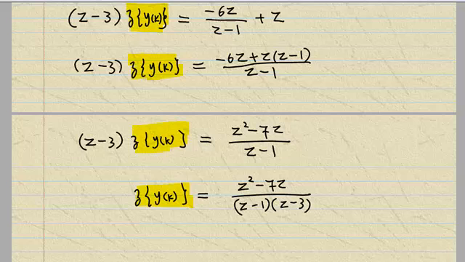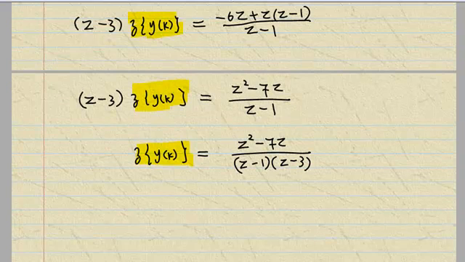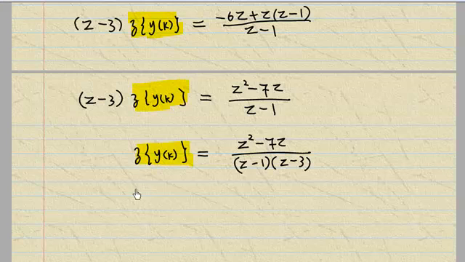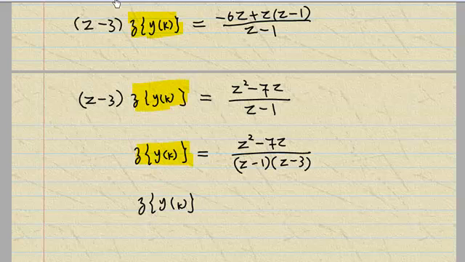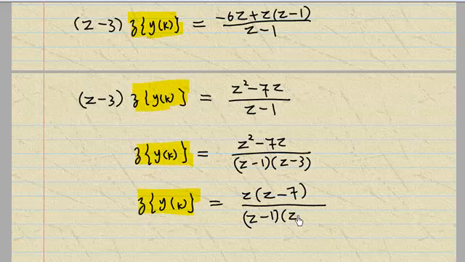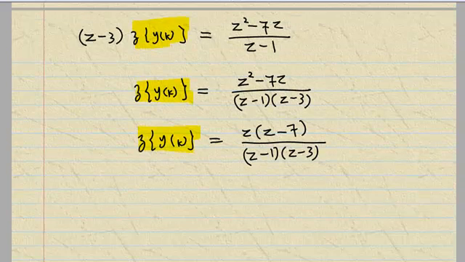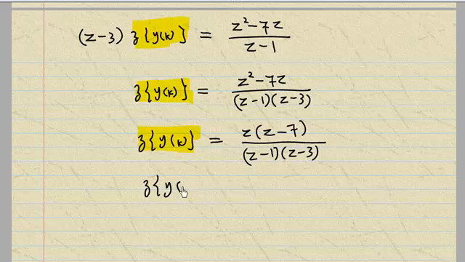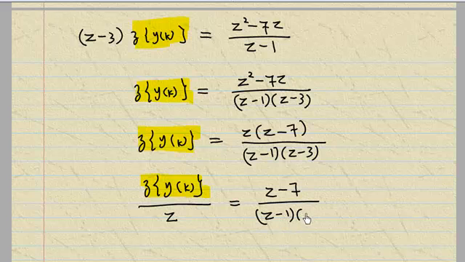Now, we're going to find out what is y k, so we need to take the inverse Z transform. Before we take the inverse Z transform, let's factorize this and divide by Z first. Consider the Z transform of y k on the left hand side, which we're going to find. The right hand side is equal to Z times Z minus 7 over Z minus 1 times Z minus 3. At the moment, we cannot do partial fractions because the fraction is improper. So what you do is divide both sides by Z first. So I have the Z transform of y k over Z equal to Z minus 7 over Z minus 1 times Z minus 3.